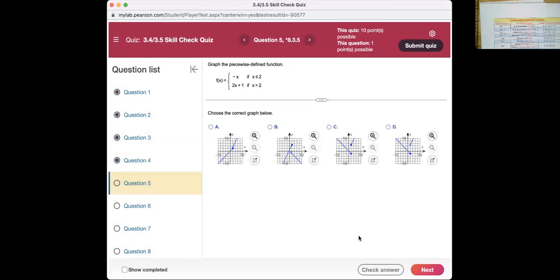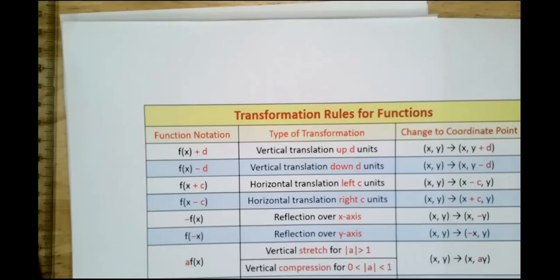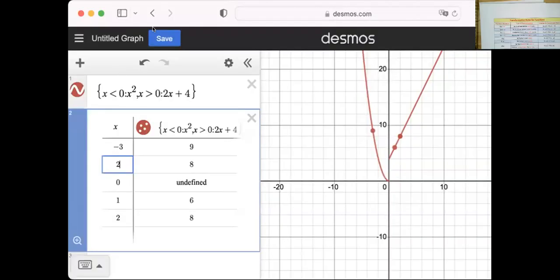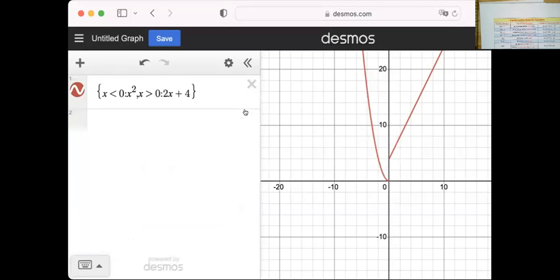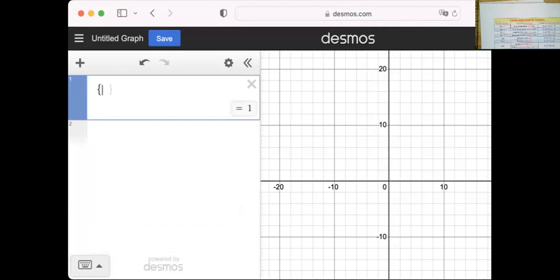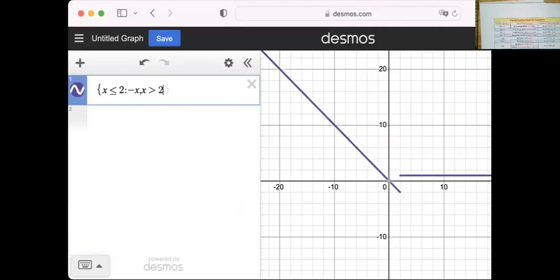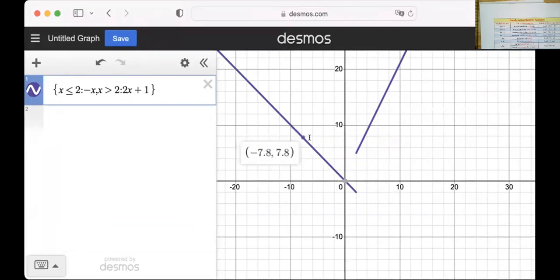Graph the piecewise function. Again, I would just go into Desmos, and I'd get rid of this one to not confuse myself. Start with a bracket. It says f of x is -x if x is less than or equal to 2. So I'm going to start with x is less than or equal to 2, colon, f of x is equal to -x. Good. And then if x is greater than 2, f of x equals 2x plus 1. Good. So it's a little bit hard to tell on Desmos which one does not contain 2, right? But as we go down here, it jumps.